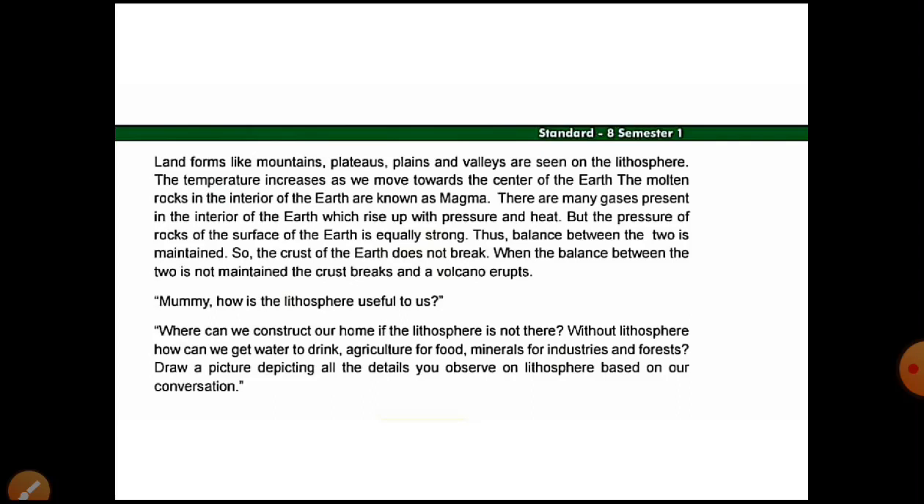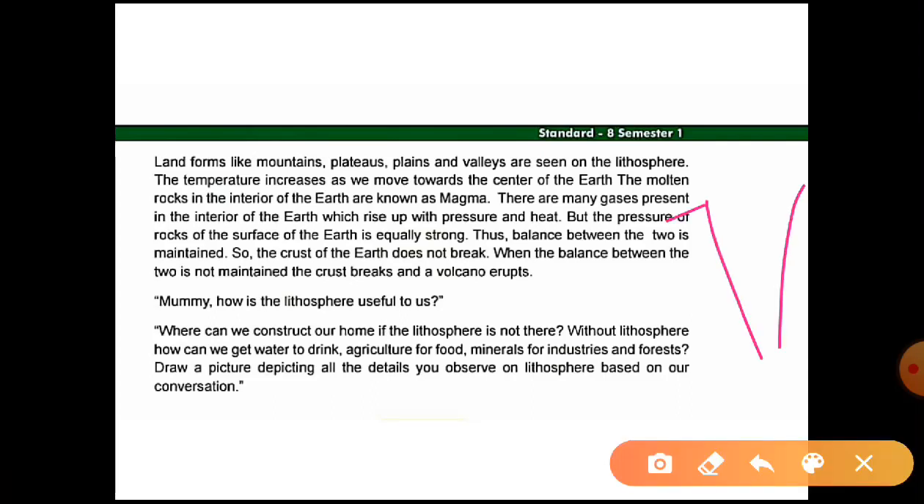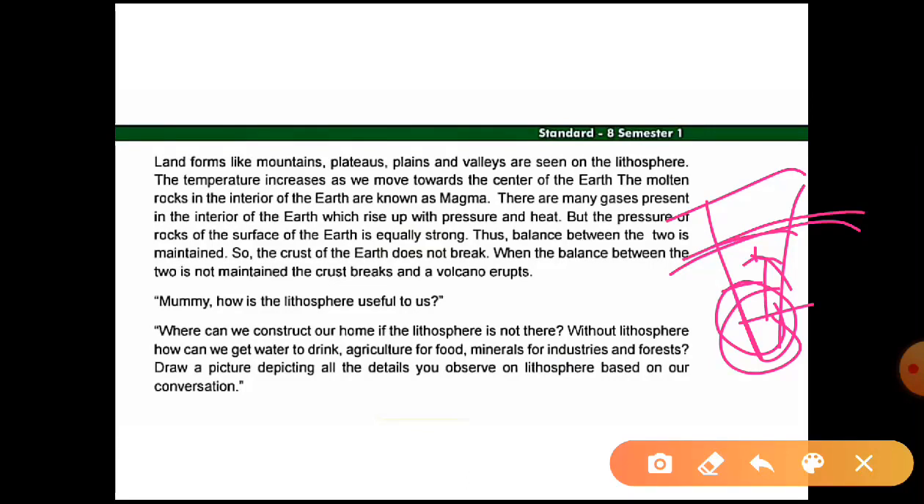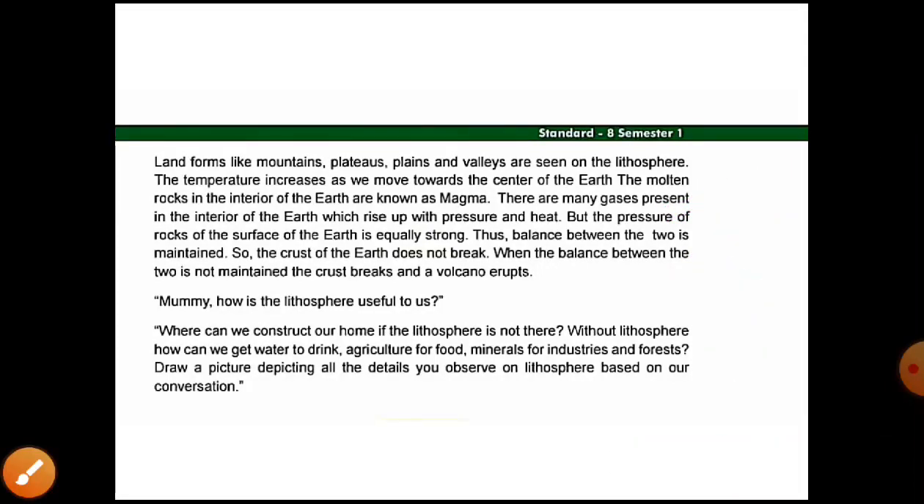Okay, so the crust is the first layer, this one here is the mantle, and here is the core, the last one. The core gives pressure to the lithosphere, or the crust. The force or strength of both is the same, so it does not break. When the balance between the two is not maintained, the crust breaks and a volcano erupts.